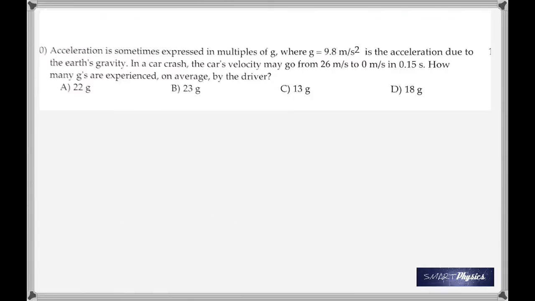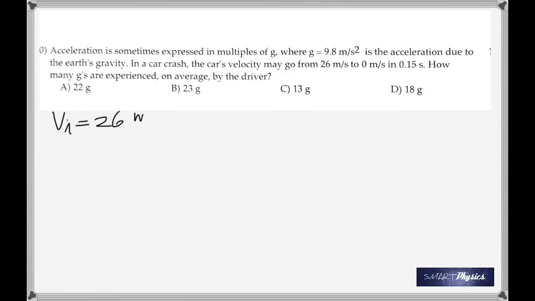It brings us to the last question. Acceleration is sometimes expressed in multiples of g, where g is the acceleration due to the Earth's gravity. In a car crash, the car's velocity may go from 26 meters per second to 0 in 0.15 seconds. So that's a small time, which means the acceleration is going to be huge, or rather the deceleration. So first let's find out the deceleration.